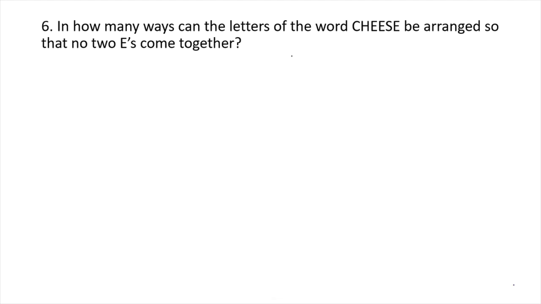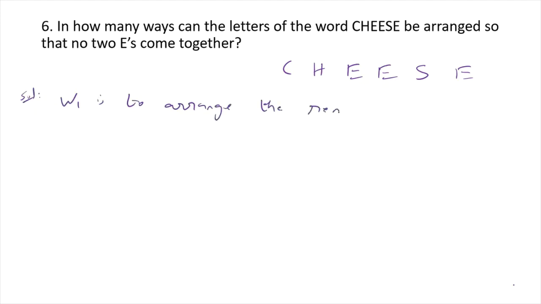So we have C H double E S E. So we have 3 e's which are identical, and we have 3 more letters which are different, C, H, S. So total we have 6 letters. Okay, so W1 is to arrange the remaining letters, that is C, H and S. So this can be done in 3 factorial ways.